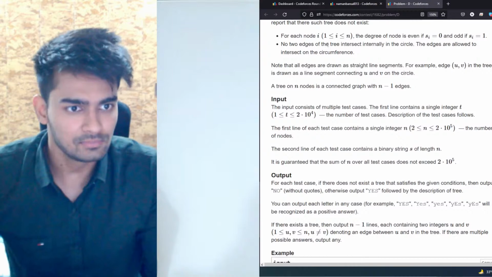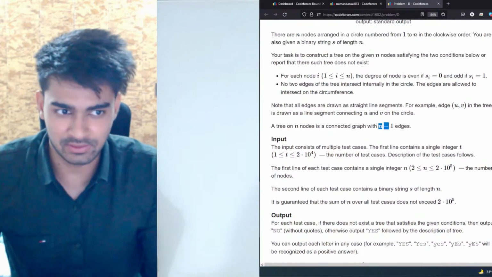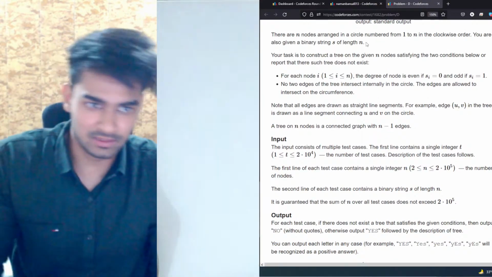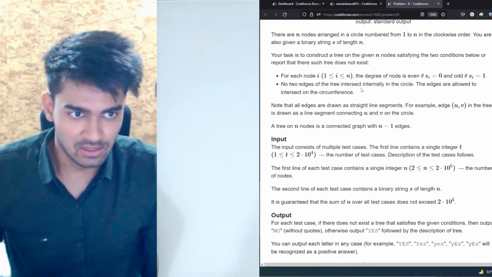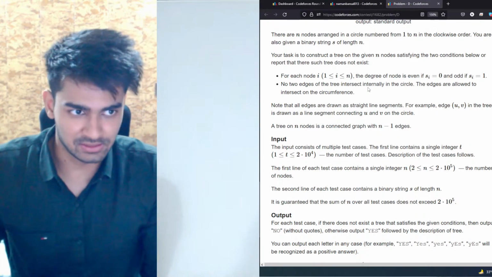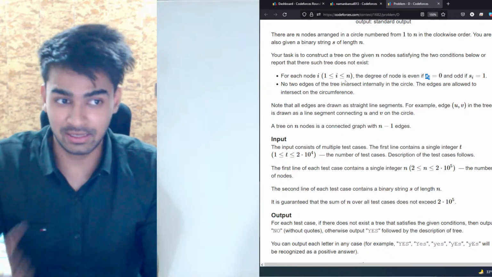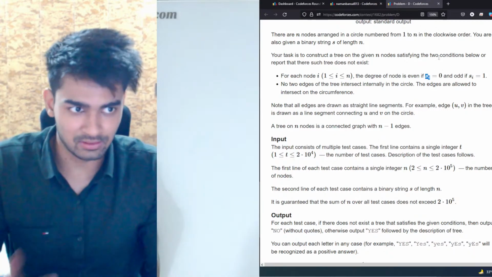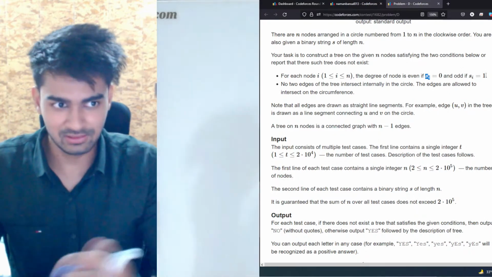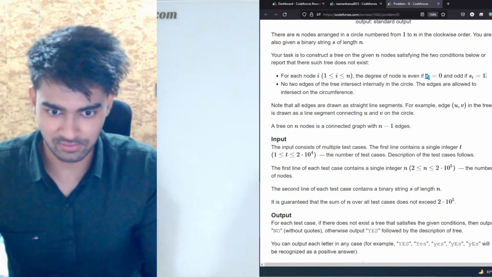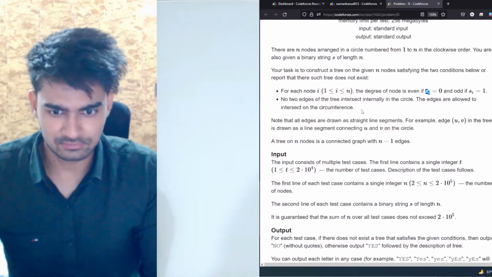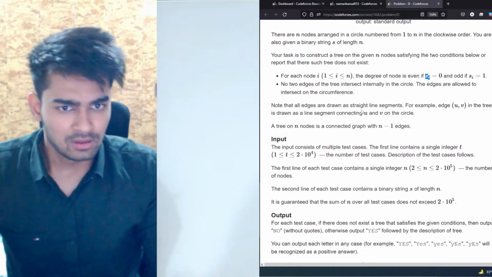Okay, all you have to do is make n-1 edges such that the complete circle becomes connected. No two edges intersect each other, and if S_i equals 0, then the degree of that node should be even, and if S_i equals 1, then the degree of that node should be odd. That's it. All right.